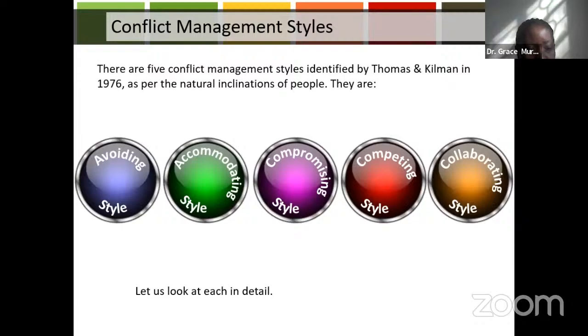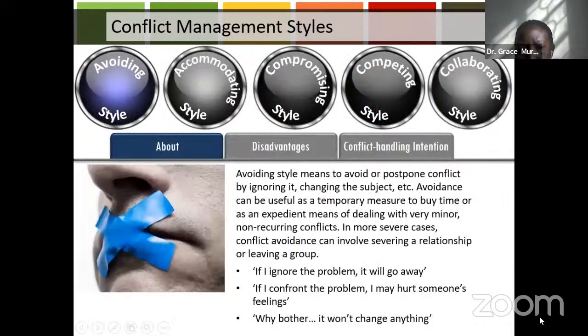So when you're talking about avoiding, you've also said it's burying your head in the sand. Yes, the problem is up there, and you bury your head in the sand and say, let them solve it, or let it solve itself. Let's see how it goes. Postponing conflict, ignoring, changing the subject.